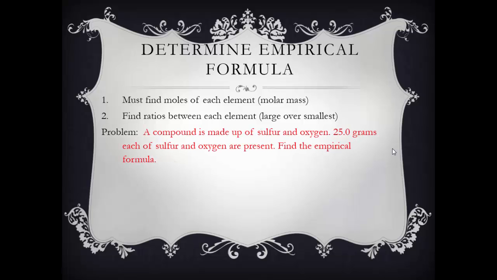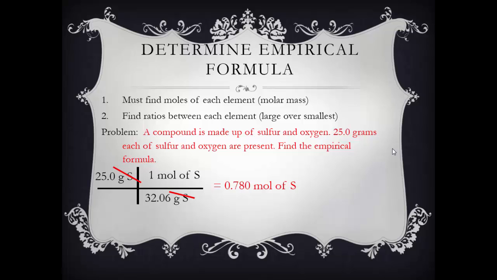Here, example. A compound is made up of sulfur and oxygen. 25 grams of each of sulfur and oxygen are present. Find the empirical formula. So you start with your given, which is 25 grams. In this case, we'll start with sulfur. Divide by the molar mass of sulfur, which is 32, and I get 0.780 moles of sulfur.